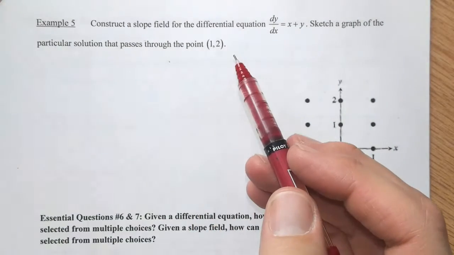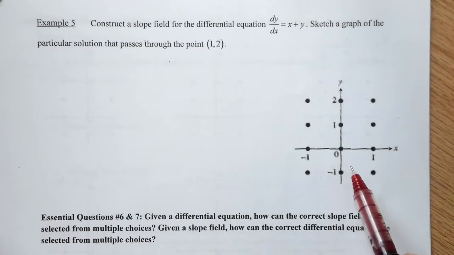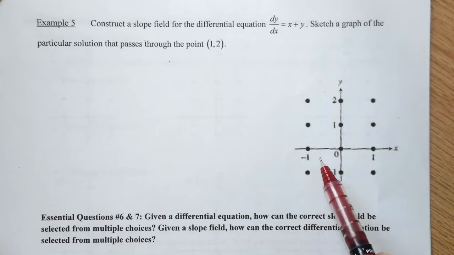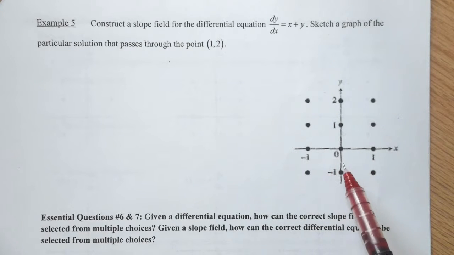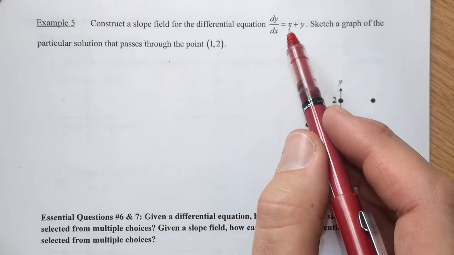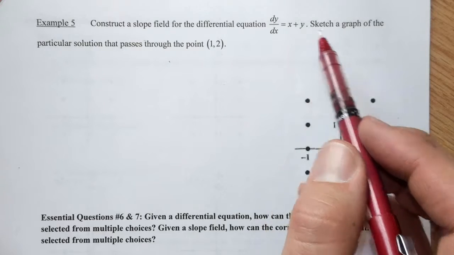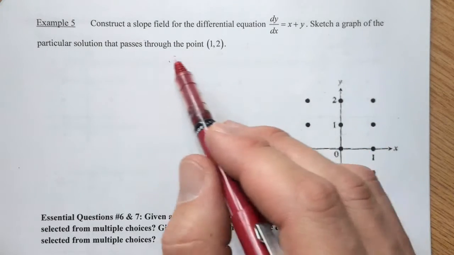Let's make a slope field which is more likely to be seen on the AP exam. When they give you a slope field to do, quite often they max you out at about 12 points that they're interested in. So we want to construct the slope field for the differential equation dy/dx equals x plus y, and then sketch a graph of the particular solution that passes through the point (1, 2).